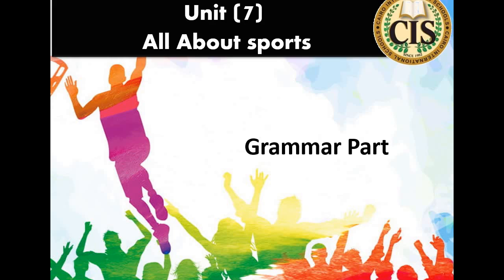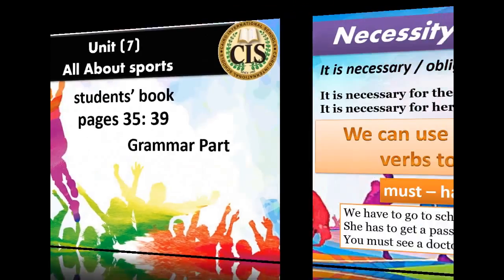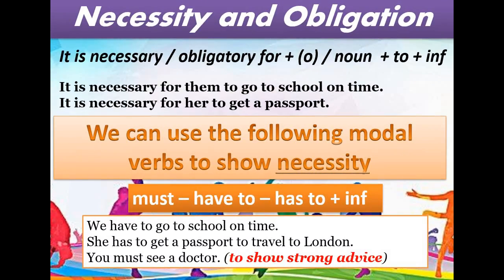Let's see what our grammar is about. Okay, today we are going to talk about necessity and obligation. We can express necessity and obligation in many ways. As you can see here, we can use "it's necessary" or "it's obligatory" in order to express necessity or obligation. So we can say, it's necessary for them to go to school on time. It's necessary for her to get a passport.